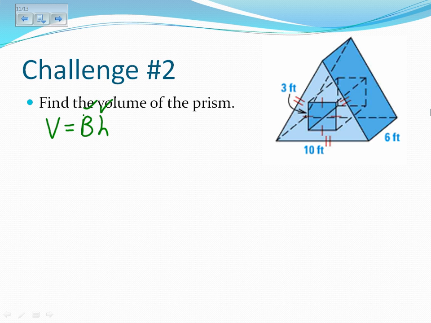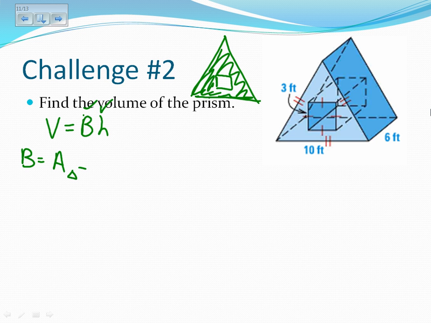So the base looks like this. That should look familiar from the last chapter. How would I find that shaded part? It's the area of the triangle minus the area of the square. Does that make sense, guys?